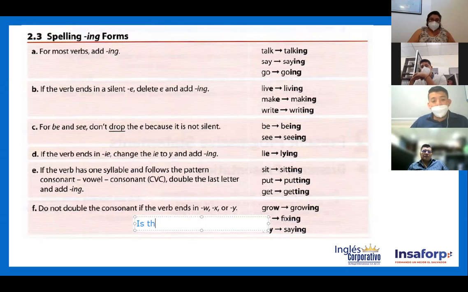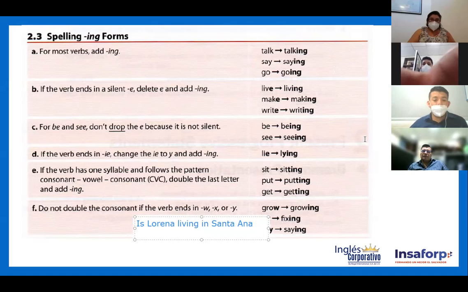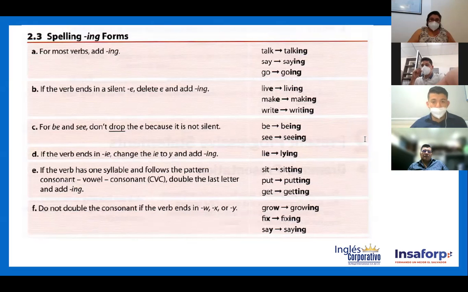So we can say, for example, is Lorena living in Santa Ana? Is Lorena living in Santa Ana? Hello. Yes, Lorena, are you living in Santa Ana? No, I am not. Where are you living? Where are you living? Okay. ¿Dónde está viviendo? Where are you living? I am living in Lourdes. In Lourdes, okay, that's good, that's good.